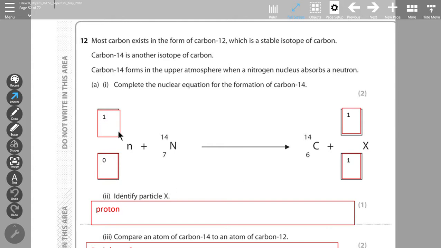So, neutron: its nucleon number is 1 here, and it has no charge, 0 here. Now balancing, the top value should be 15, so this is 1. The bottom value should be 7 here, so 1, 1, 1. So 1 nucleon and positive charge. It is a proton.